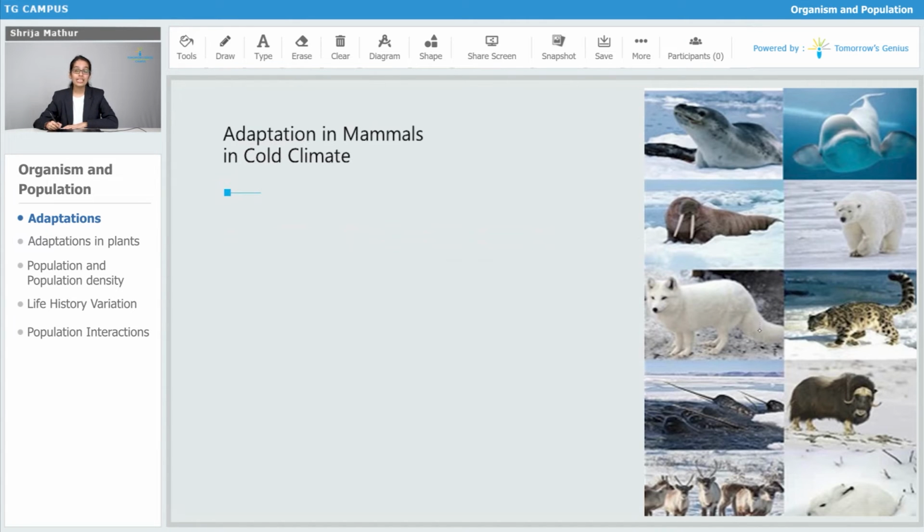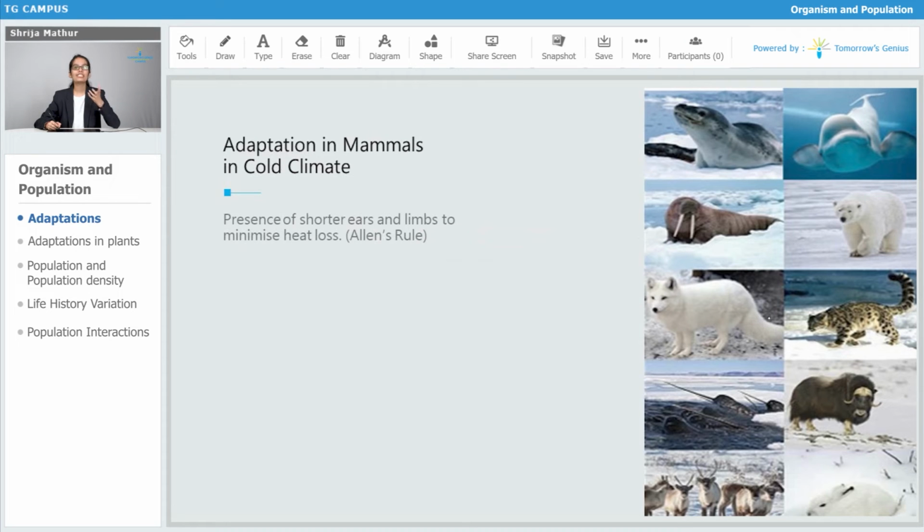Adaptation in mammals in cold climates. So how do mammals adapt? Presence of shorter ears and limbs to minimize heat loss. This is referred to as Allen's rule. So what is Allen's rule? The mammals in colder regions have shorter limbs and shorter ears, so that they can reduce the heat loss.